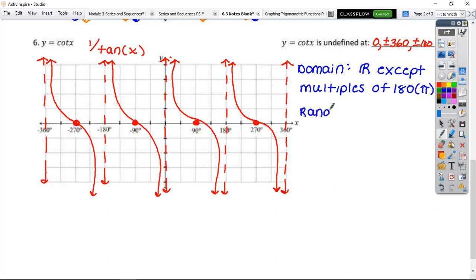And then my range. Does your range have any restriction? It does not, so this is just all reals. Okay, so that includes everything. All right, how do we feel with calculator work with the reciprocal functions? Pretty good? Your homework, I hope you have this sheet.